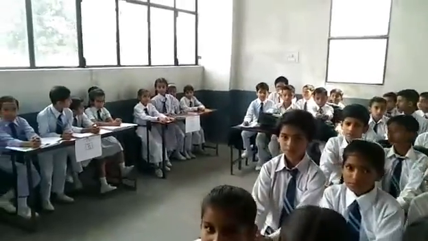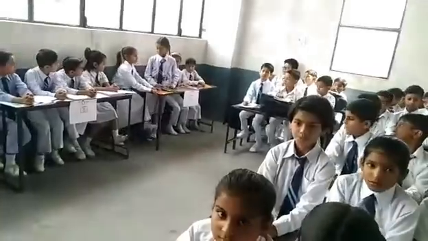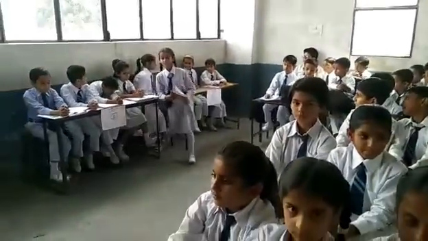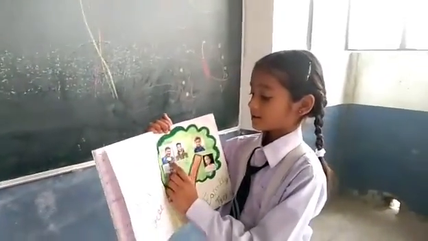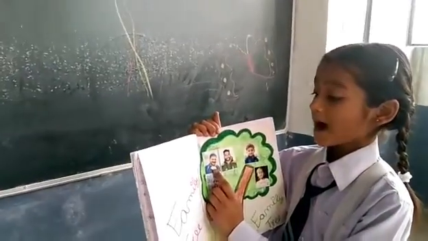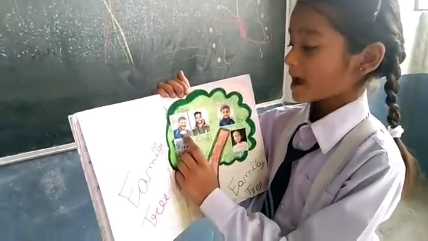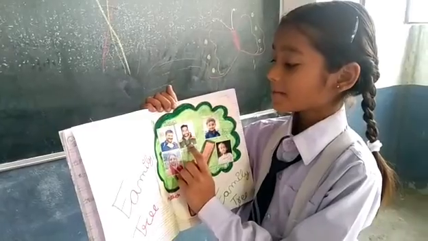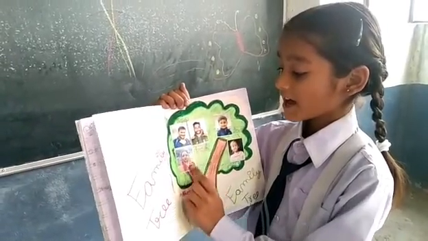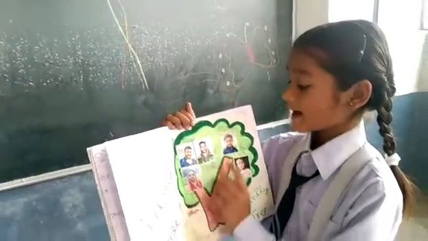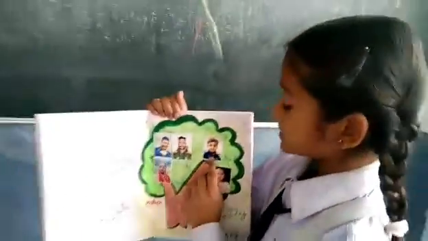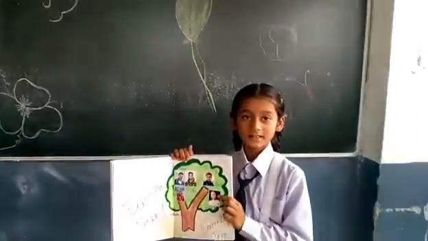Where is Dikshita? Dikshita, come here. And show me where is the family tree. Who is this in this family tree? This is my father. My father's name is Mr. Japal Rana. This is my uncle. My uncle's name is Abhishek Rana. This is my mother. My mother's name is Mrs. Pooja Rana. This is my brother. My brother's name is Karan Rana. Me. Very good. Go to your seat, beta.